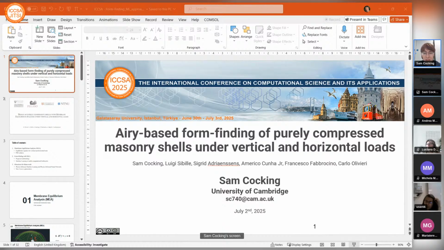It's the idea that as opposed to a 2D thrust line, we're looking for a 3D thrust membrane.